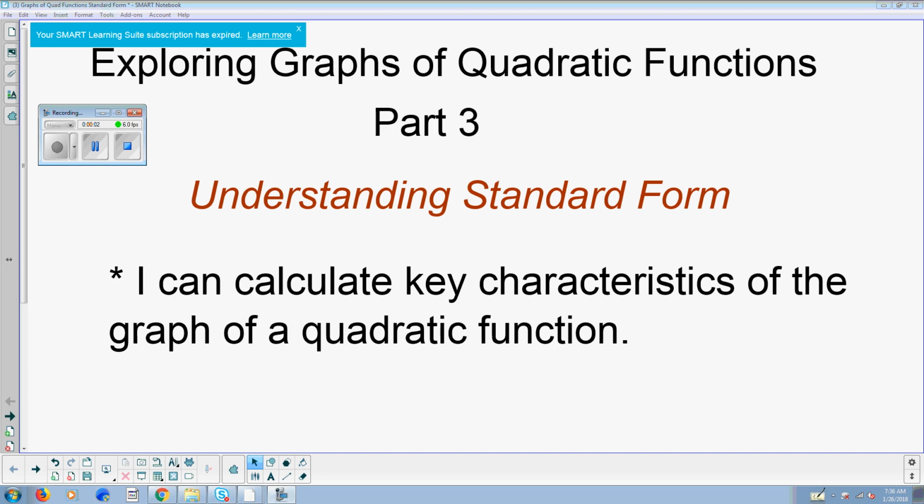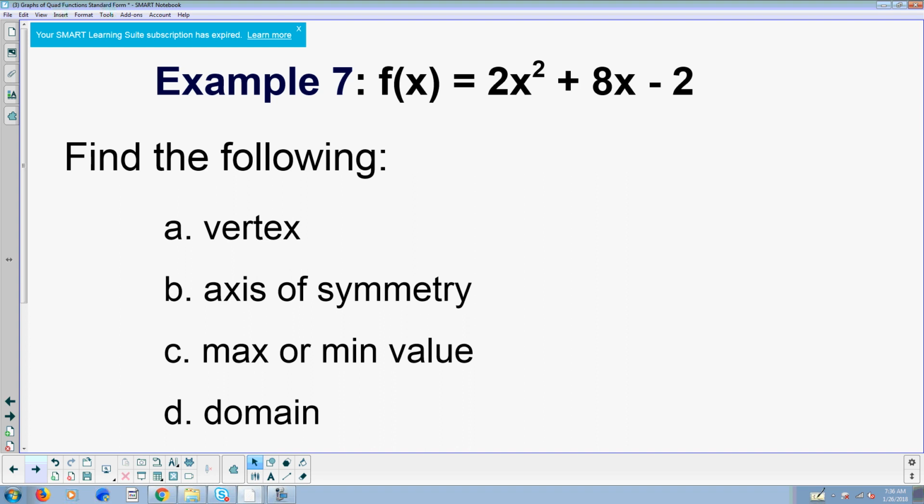Hello class, we are going to look at part 3 of our notes on exploring graphs of quadratic functions. Today we'll be focusing on quadratic functions that are in standard form. So today we're going to understand standard form. Our learning target says I can calculate key characteristics of the graph of a quadratic function. We want to calculate, keyword calculate, these key characteristics. Today we're going to have to use some formulas.